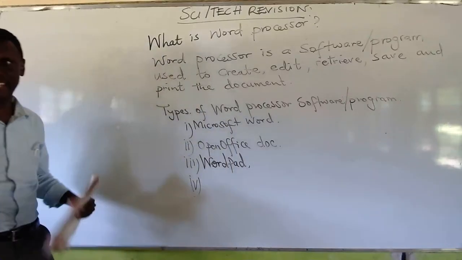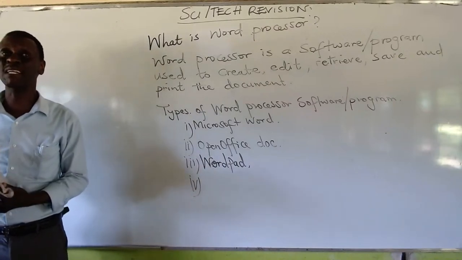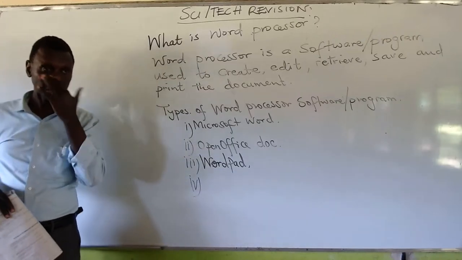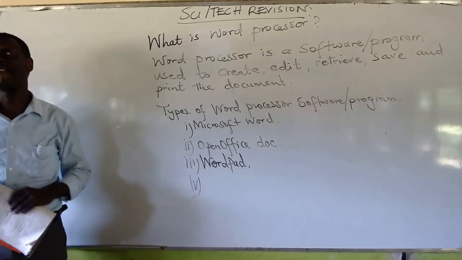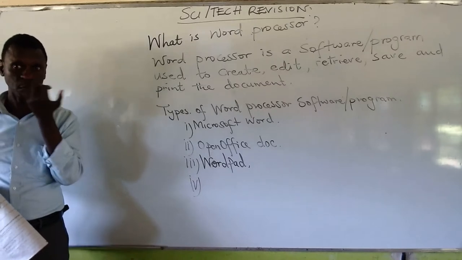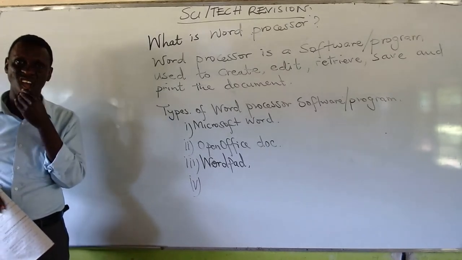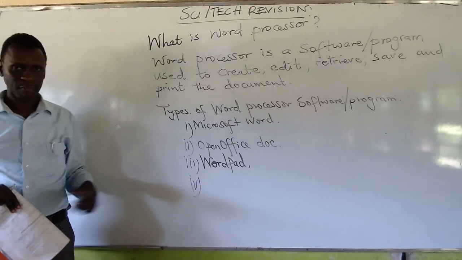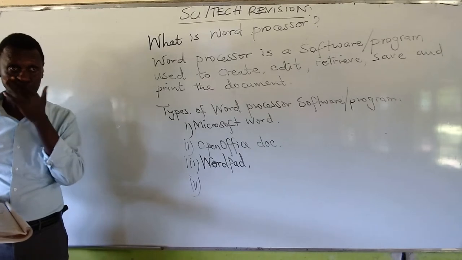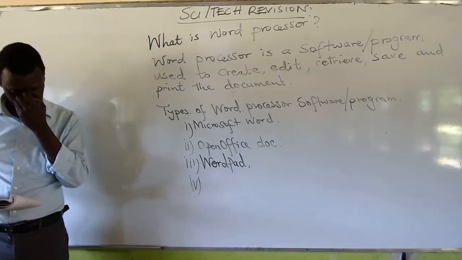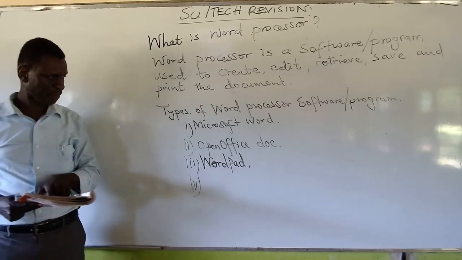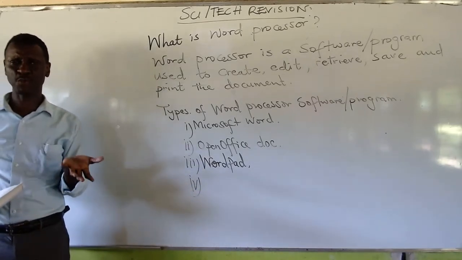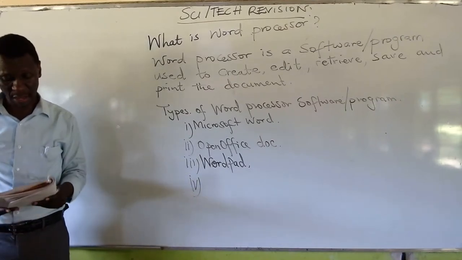Number four. Example types. We are doing partly revision. I'm writing this for the sake of those who are on the net. Okay, there are three, yeah? Three. But still you can get some more. Someone said open office. Open office what? So you have to specify it, okay?